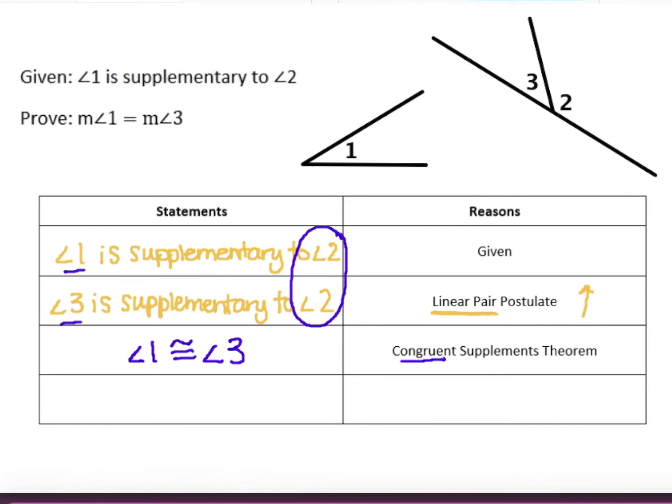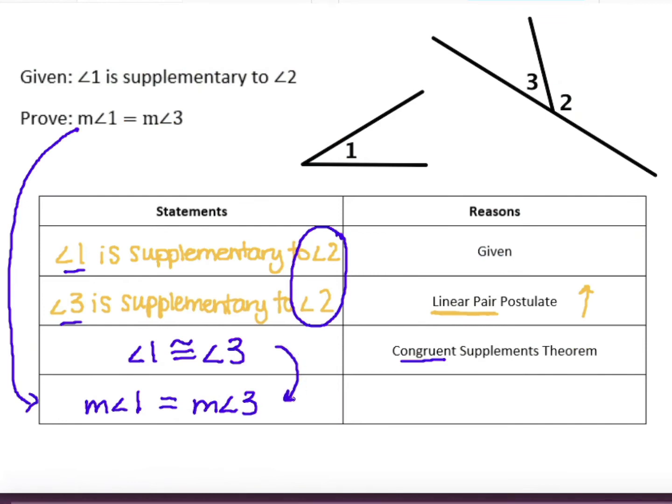And it looks like what we were trying to prove is pretty close to that. Always the thing we're trying to prove goes in the final box. And how can we make that leap that if the angles are congruent, then their measures are equal? That is what congruent means. So that's the definition of congruent angles this time.